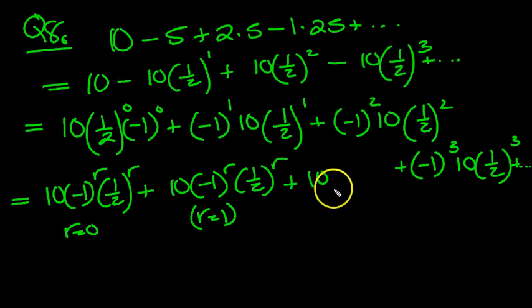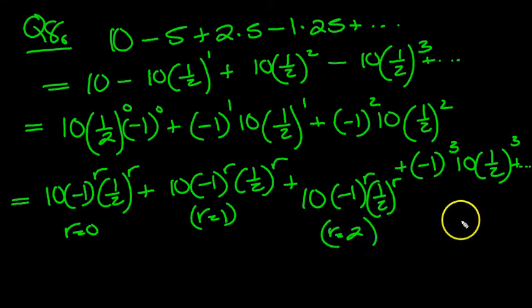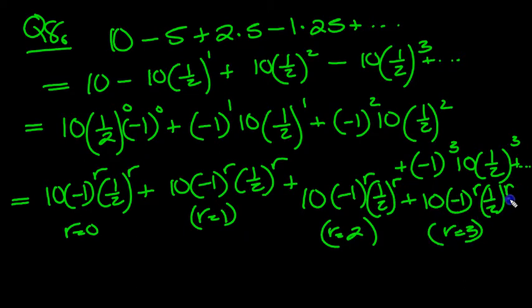So, and the third term, let's just check that. We've got 10 -1 to the r, half to the r, when r equals 2, wasn't it? Yeah, and that would be that term there. That would be -1 squared, 10 and half squared. And this last term is plus 10 -1 to the r times half to the r when r was equal to 3. Okay then, that's what we've got then.